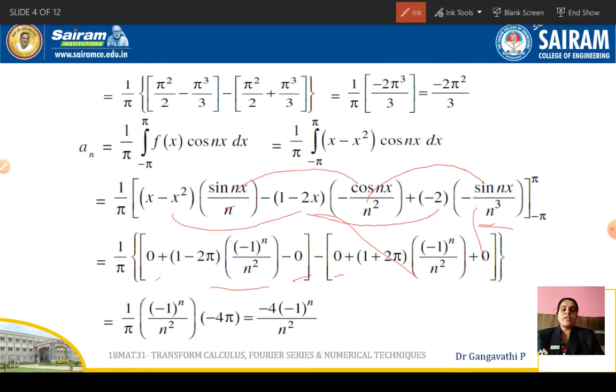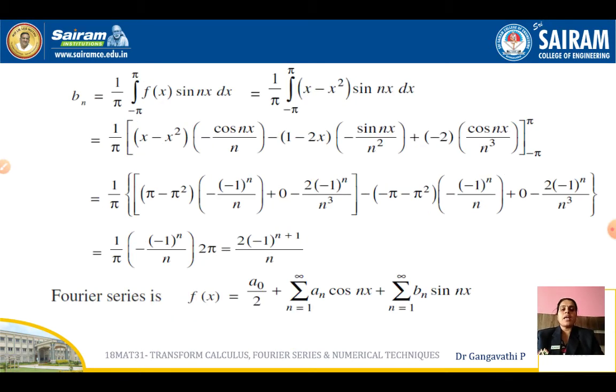So the second term gives us this and the third term becomes 0. Now let us further simplify. The common term here is minus 1 to the power of n by n square. Take it outside: 1 minus 2 pi minus of 1 plus 2 pi. When we simplify we get minus 4 pi. So further simplifying, we get the answer for an as minus 4 into minus 1 to the power of n by n square. So this is how we need to evaluate an.